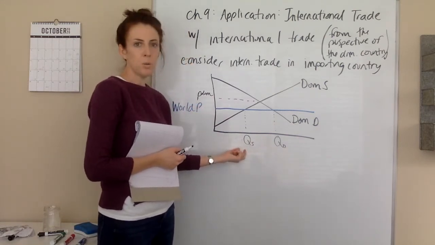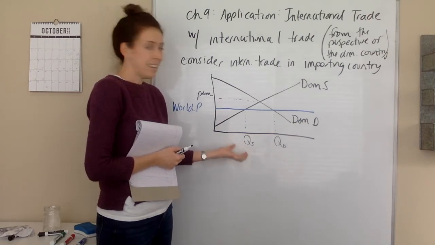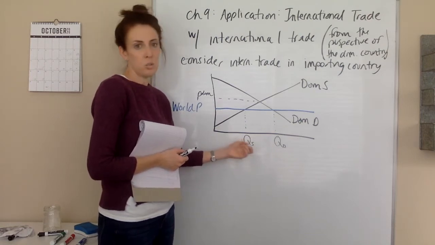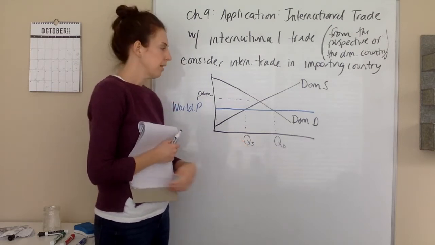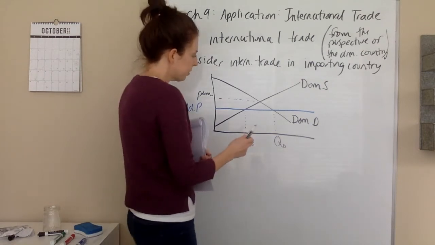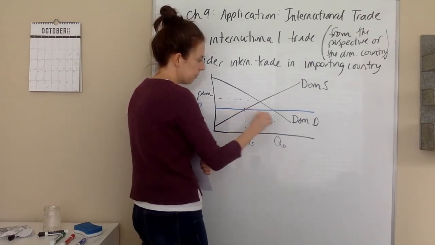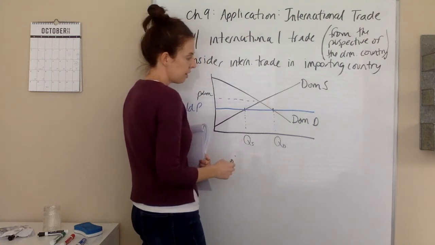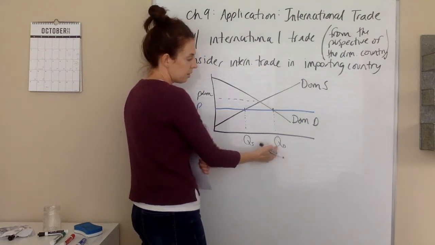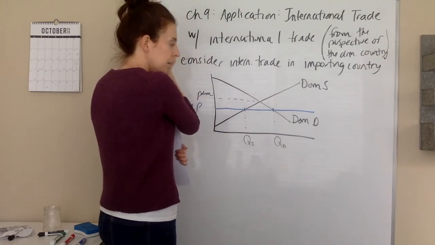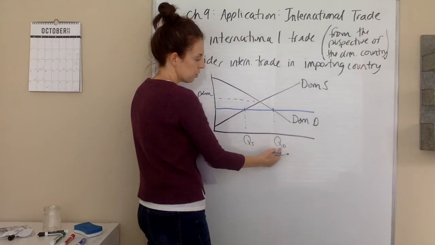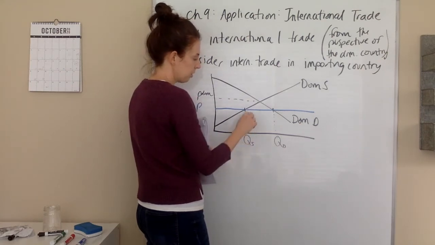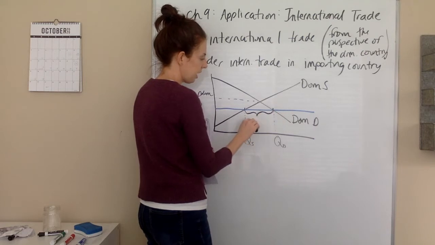But suppliers at home who are making that thing are not as good at making it, which is why the price is originally high in the domestic country. And so at that low price, they're going to be willing to supply less. Okay, so what this means is that there's going to be a shortage in the domestic country because the home consumers are going to demand more than the home manufacturers can produce. And so as a result, the domestic country is going to have to import this many units.